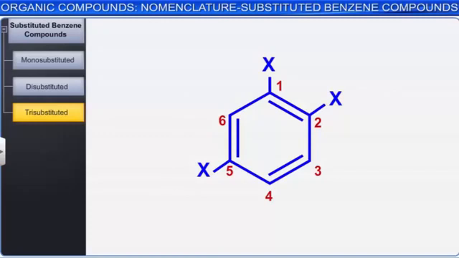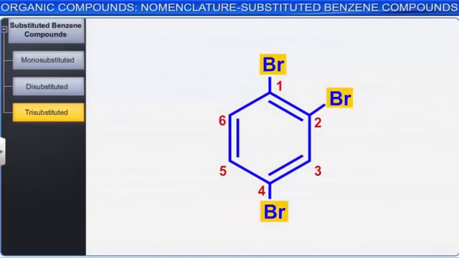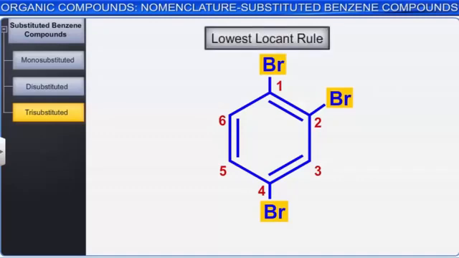The trivial system of nomenclature cannot be employed as there are more than 2 substituents. This compound has 3 bromine groups attached to the benzene ring. If more than 2 substituents are present, then the positions of the groups are indicated by numbering the carbon atoms according to the lowest locant rule. This means the sequence in which the numbering is done should have the lowest combination of numbers.